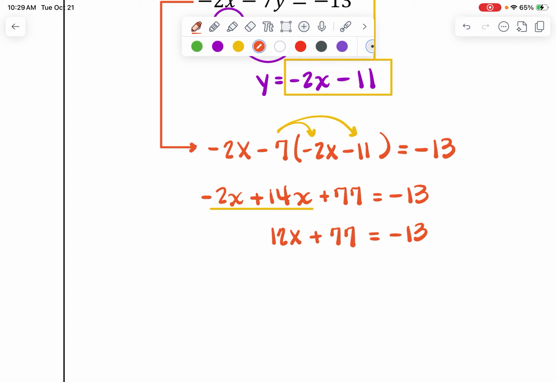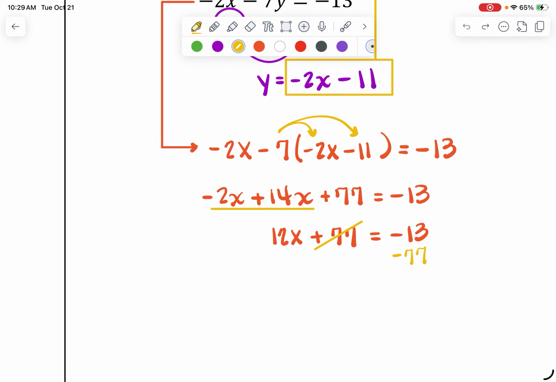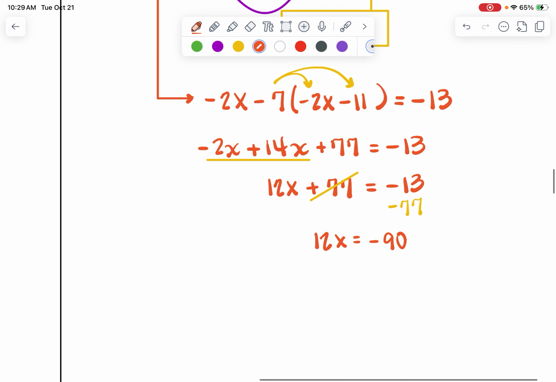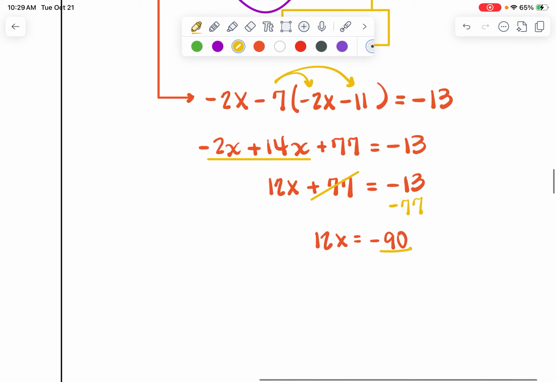Plus 77. All right, now I'm going to move the positive 77 to the other side by subtraction. That's going to give me, oops, I'm going to change color, sorry. All right, so now I'm going to get 12x equals, what's that going to give us? -90, right? And so if I divide 90 by 12, divide by 12, let's see, that's going to give me -7.5.